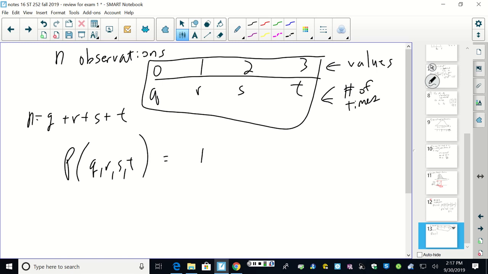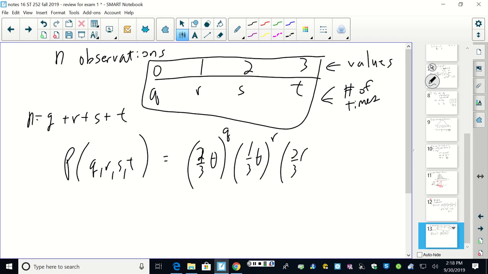Well, it was 2/3 theta for the first one. There'll be that raised to the Q power. And then there's a 1/3 theta chance of being a value of 1. That occurred R times. And then 2/3 times 1 minus theta occurred S times, and 1/3 times 1 minus theta occurred T times.